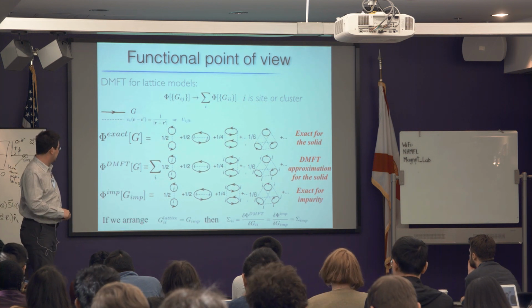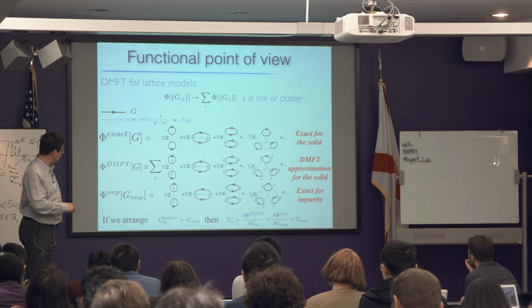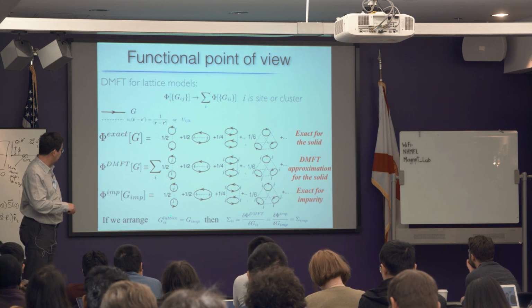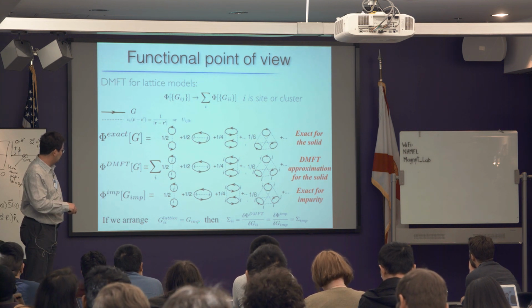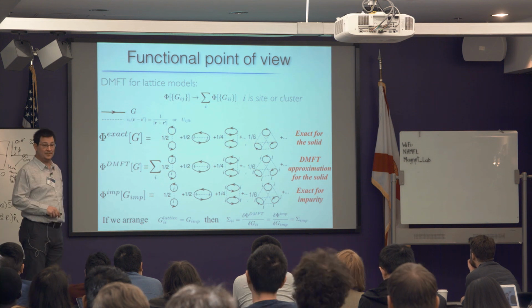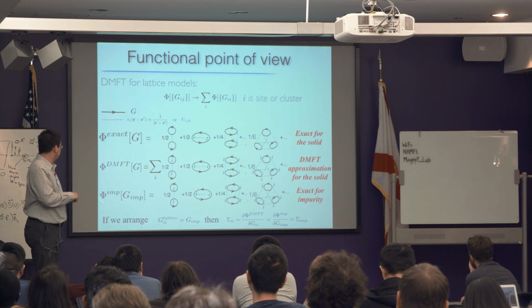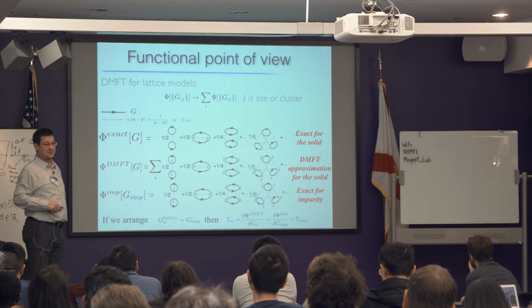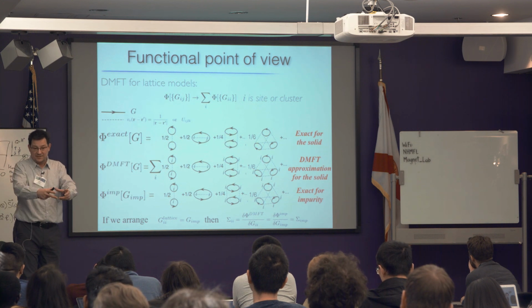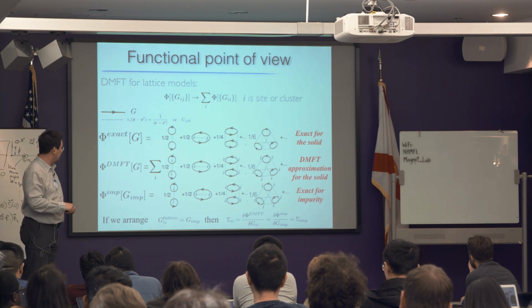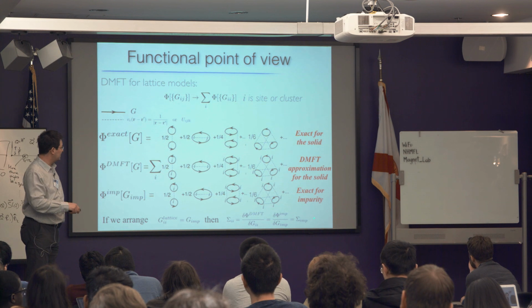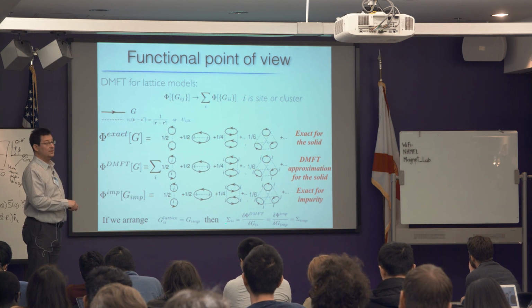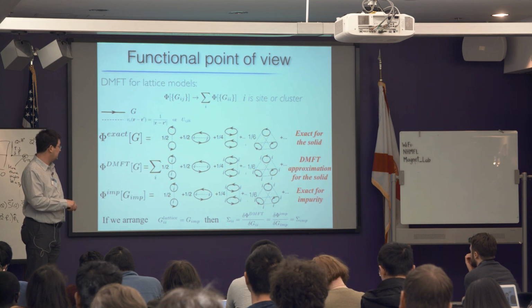So, in other words, if I make sure that this G_II on the lattice is the same as G impurity, then by calculating phi impurity, I'm actually calculating phi DMFT for the site. So if these two are equated, then I know that sigma impurity is the self-energy on this site.